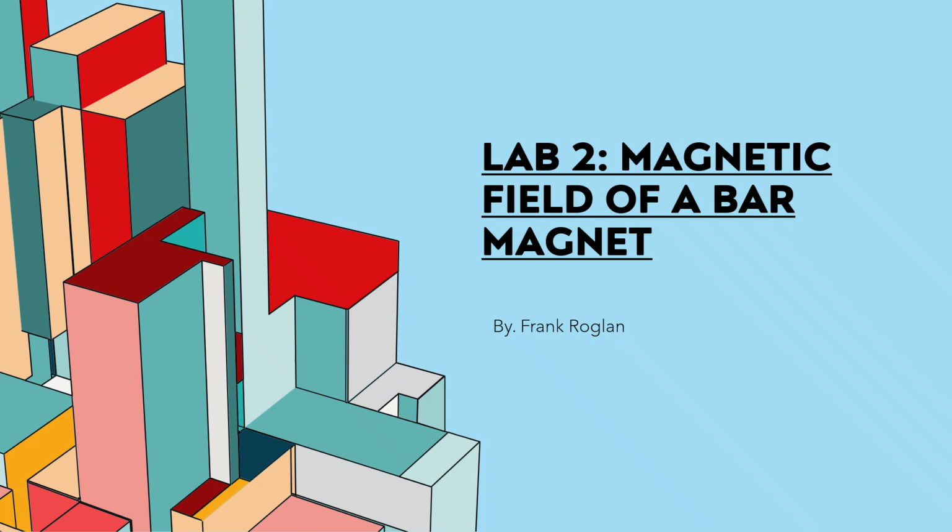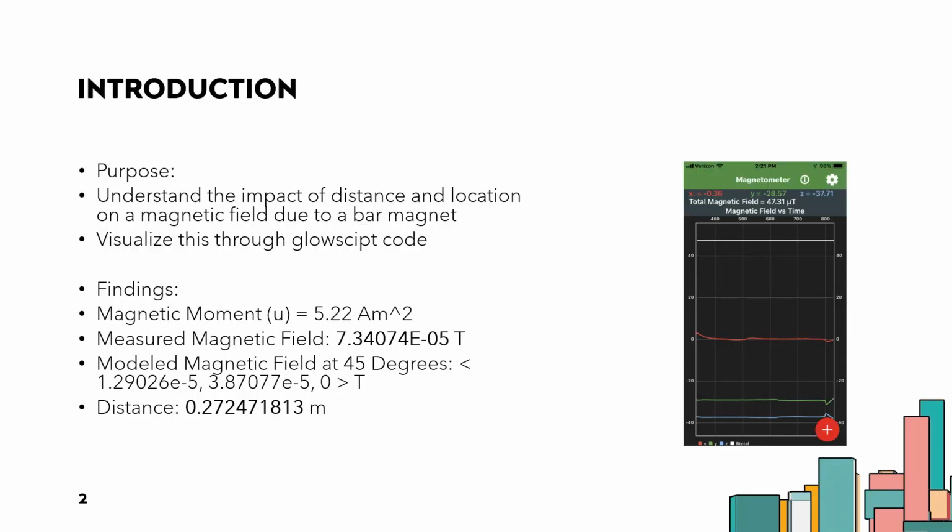This is Lab 2, Magnetic Field of a Bar Magnet by Frank Ragone. For this lab, the purpose was to understand the impact of distance and location on the magnetic field due to a bar magnet, and then to visualize this through GlowScript.